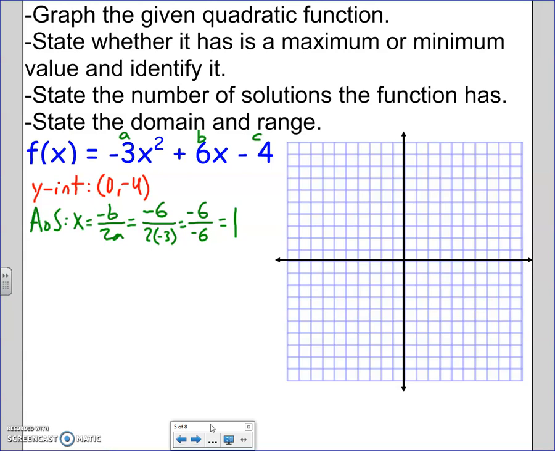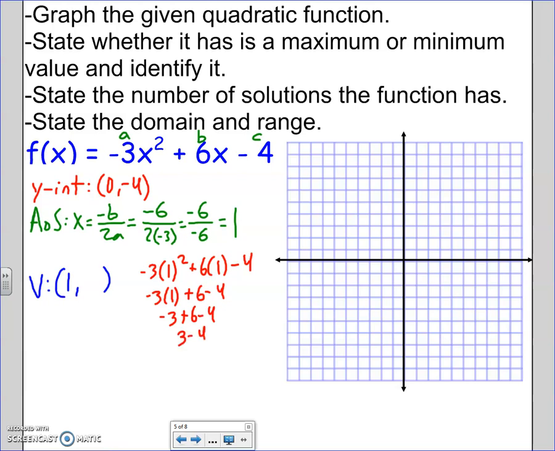Then we have to find our vertex. We know the x is 1, we have to find the y. To find the y, you plug that 1 into the equation. So I'm going to do negative 3 times 1 squared plus 6 times 1 minus 4. Do the exponent first. 1 squared is still 1. That's negative 3 plus 6 minus 4. That's positive 3 minus 4, that's negative 1.